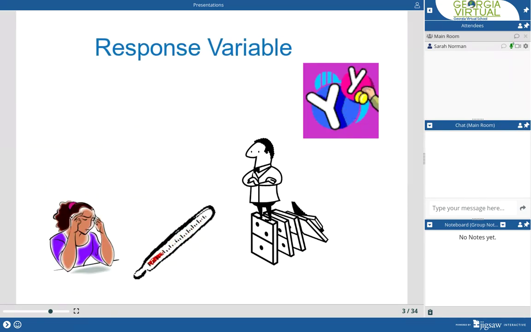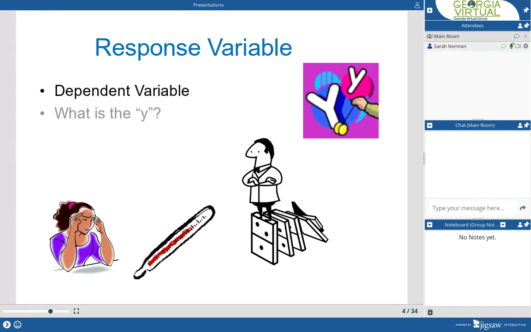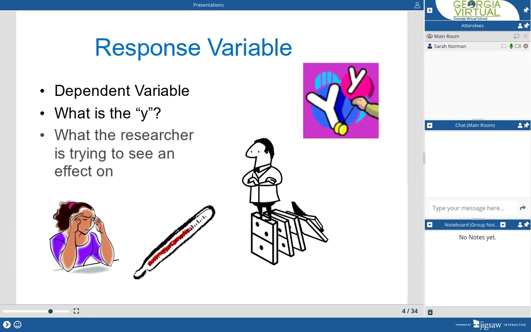The y variable is the response variable. Again, it's how it responds to the x variable. So it's the dependent variable, or the y, and it's what the researcher is trying to see an effect on.